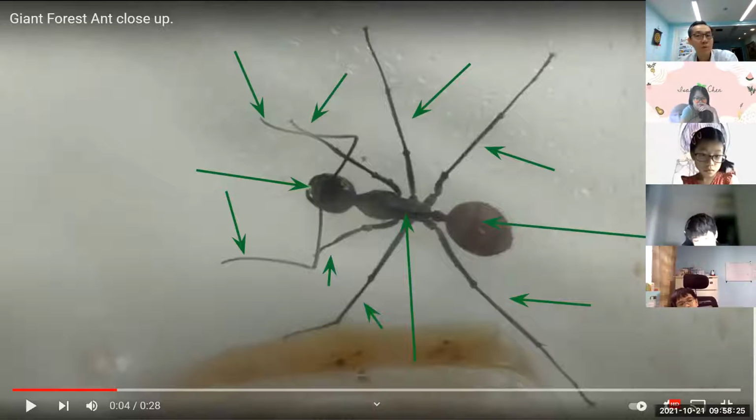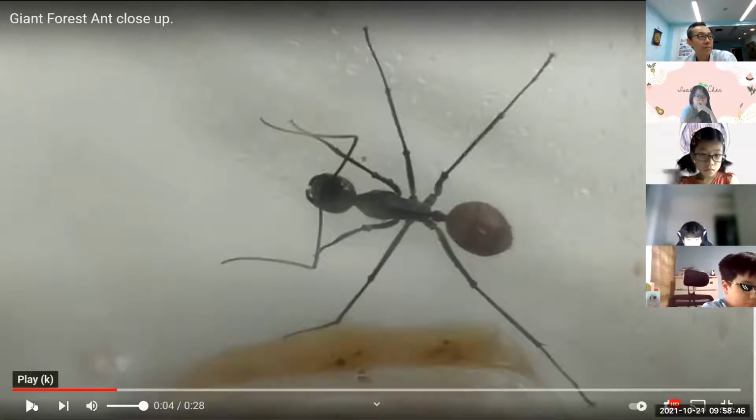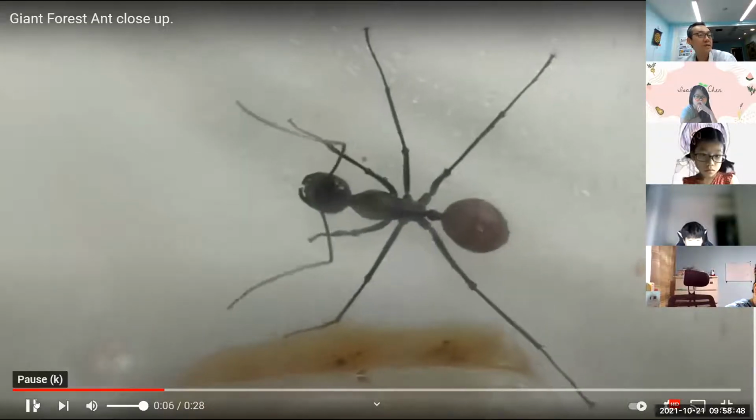Okay, so where are the eggs contained? No, only the queen ant lays eggs. This is not a queen ant. The queen ant is very big. I haven't seen the actual queen ant myself because they are deep underground. So these are worker ants that go look for food for them. So you see this one is moving.